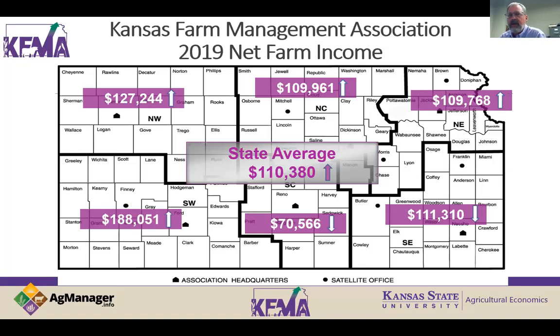Northeast and North Central Kansas, very similar net incomes, both just under 110,000, with North Central at 109,961, Northeast 109,768.